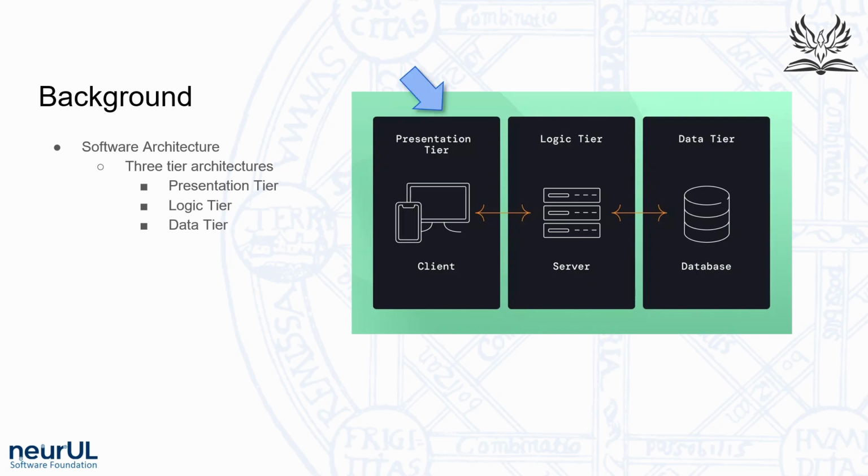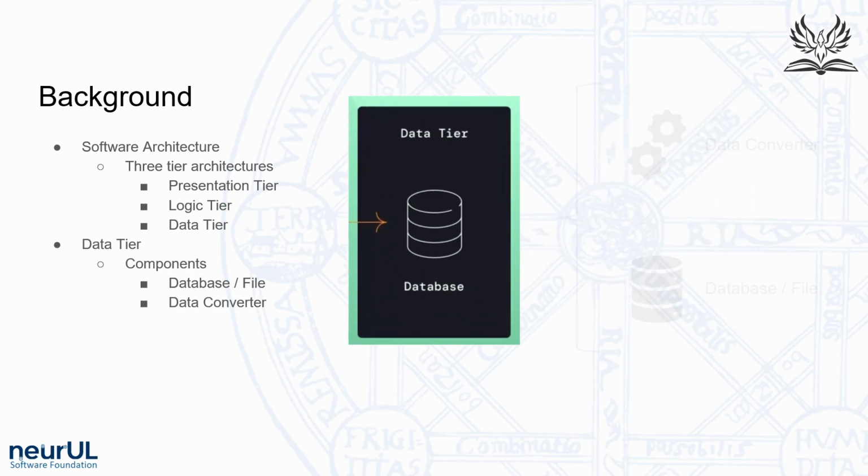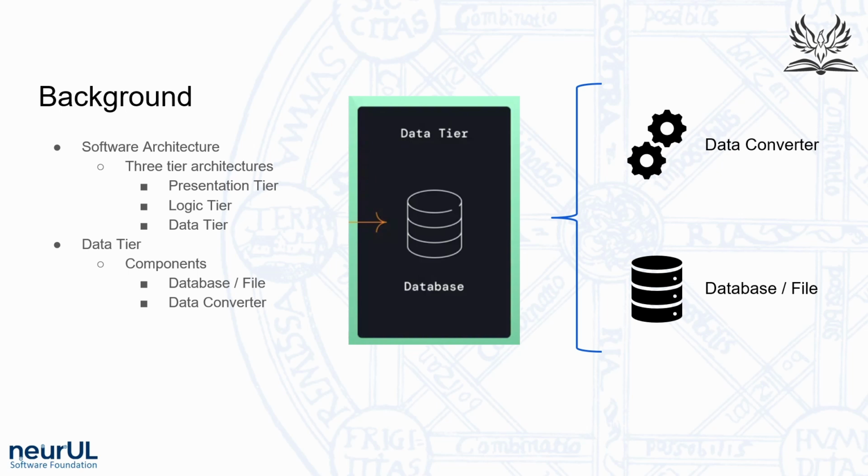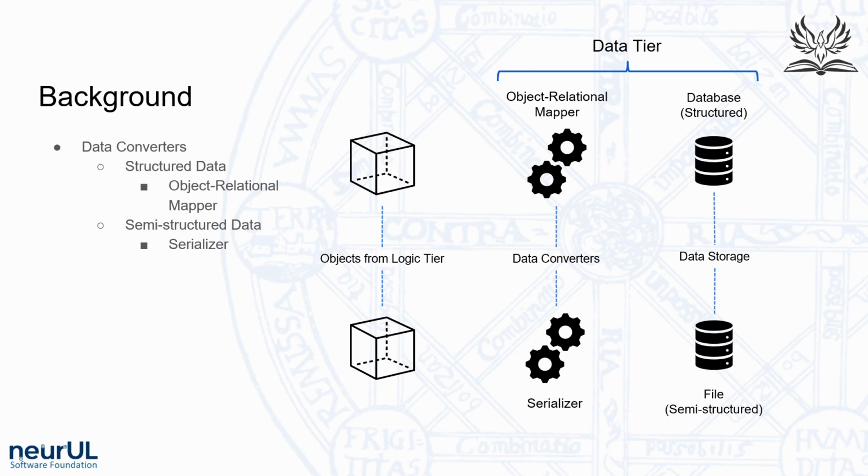The presentation tier contains components that enable user interaction. The logic tier, also known as the application tier, contains components that process information collected from the presentation tier. The data tier contains components that enable the storage and persistence of information processed by the application tier across application sessions. It may contain a database or file, which is the actual data persistence mechanism, and a type of data converter, which is used to convert or map logic tier data components, known as objects, to and from a database or a file. The type of data converter used depends on whether the data being stored is structured or semi-structured.